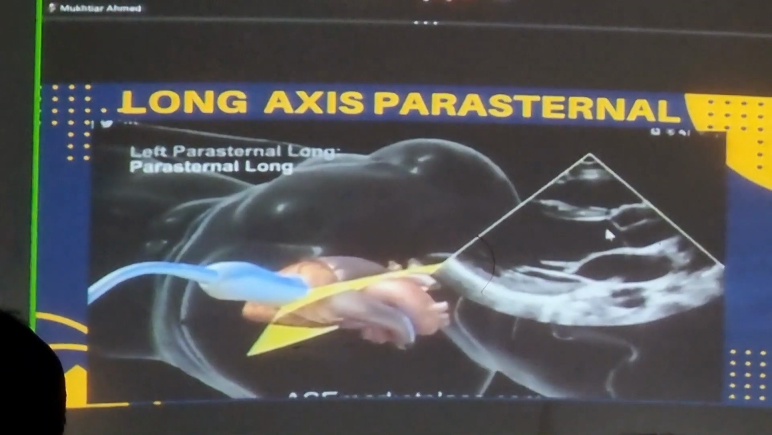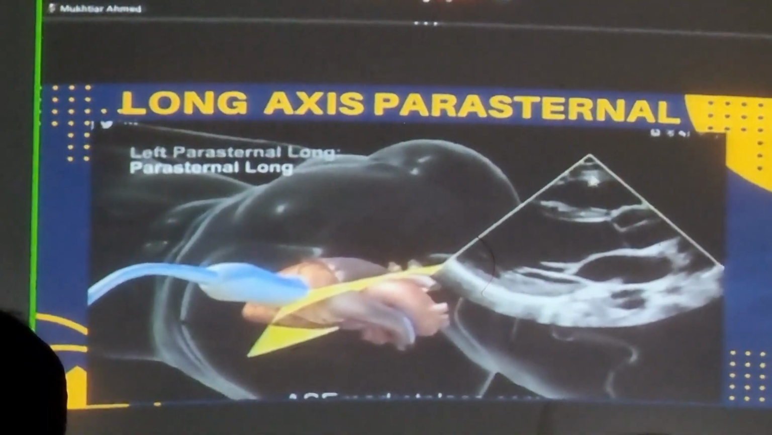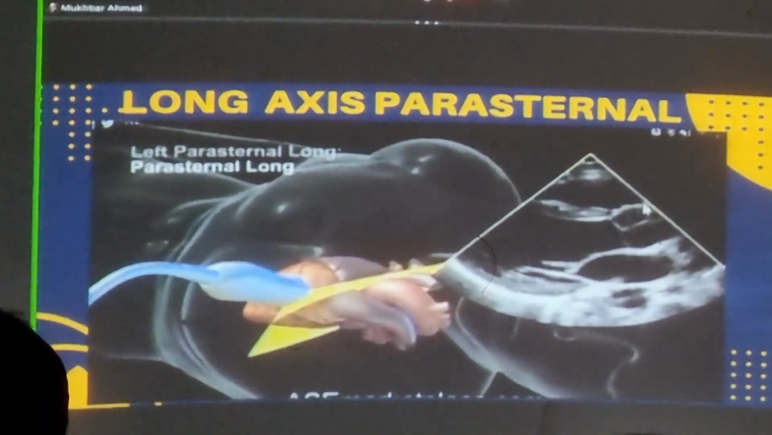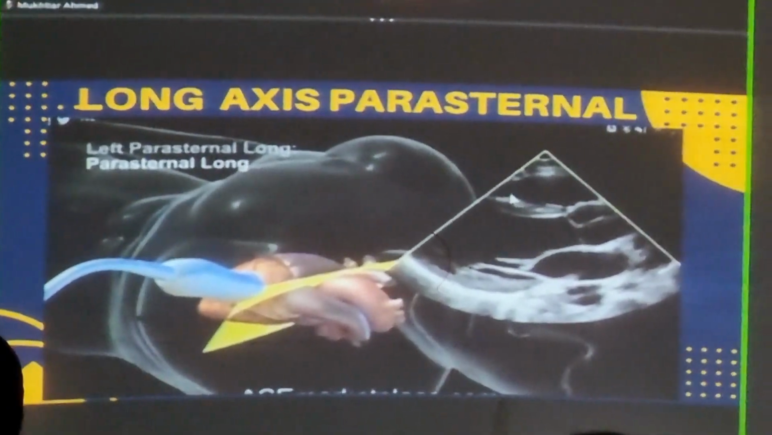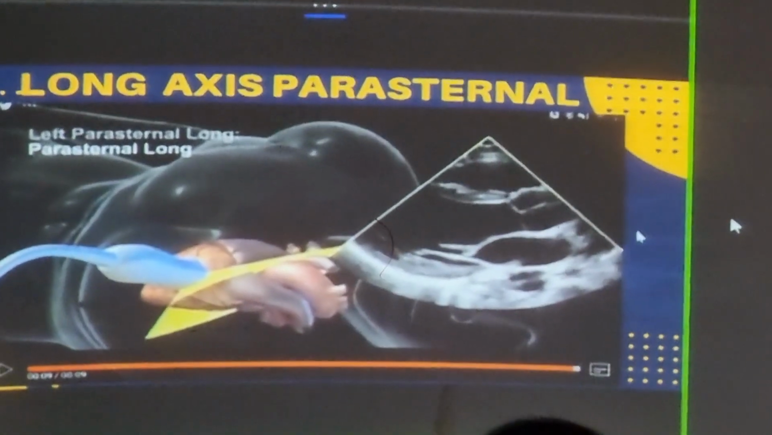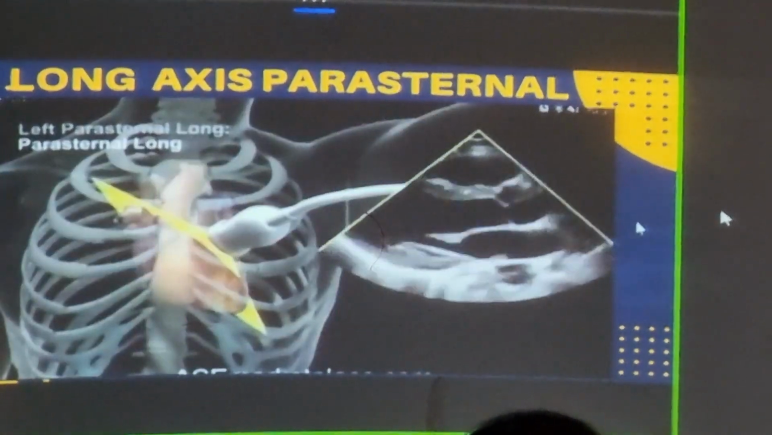So this is normal. You can see the descending thoracic aorta. There is no pericardial effusion. There is no blackening, jet black appearance underneath or below the descending thoracic aorta. If it was present, it would be pleural effusion.